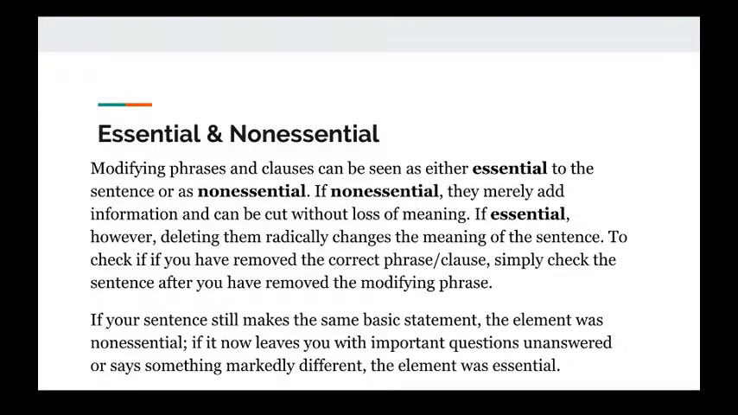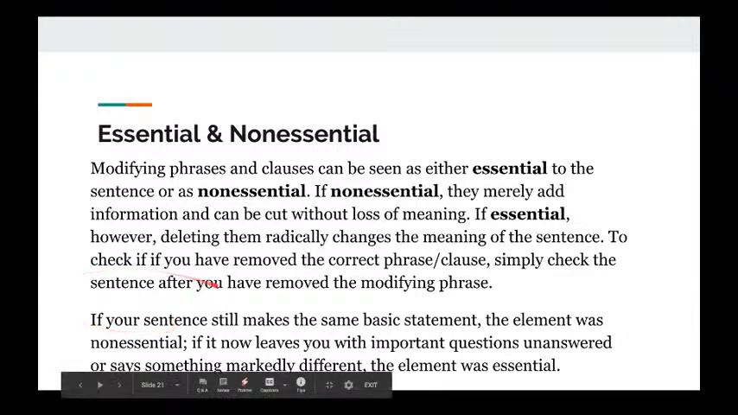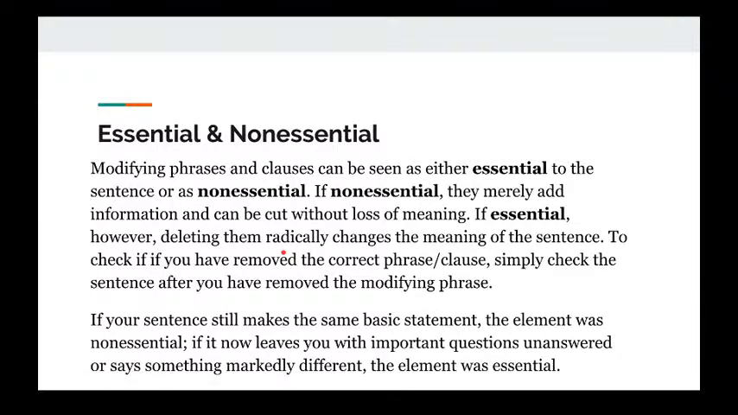To check if you have removed the correct phrase or clause, simply check the sentence after you have removed the modifying phrase. If it doesn't make sense, the phrase was essential, you need to put it back in the sentence. If you removed it and the idea of the sentence does not change, then the phrase was not essential in the first place, and you can just leave it deleted.